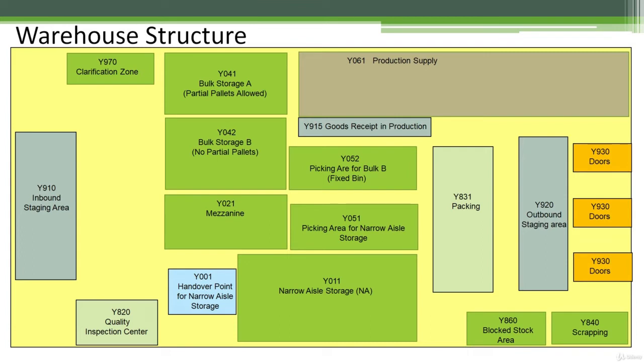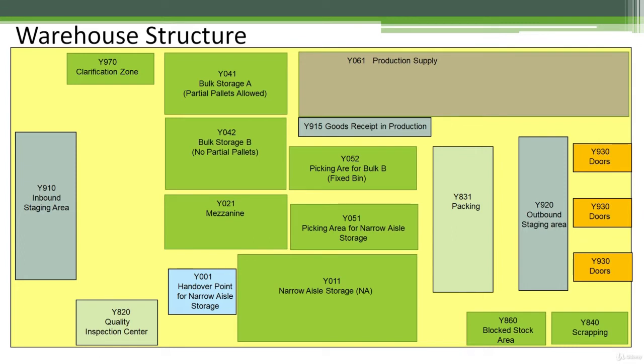The finished products for outbound, we need to pick them and we would be taking them to a packing area, which is Y831. This is the packing area where the finished products are packed before they are sent to the customers. Y92 or 920 is the outbound staging area. After packing, the pallets would then be staged into the staging area, from where they will be loaded onto a truck or trailer, which will be at the doors. The doors are identified as storage type Y930.